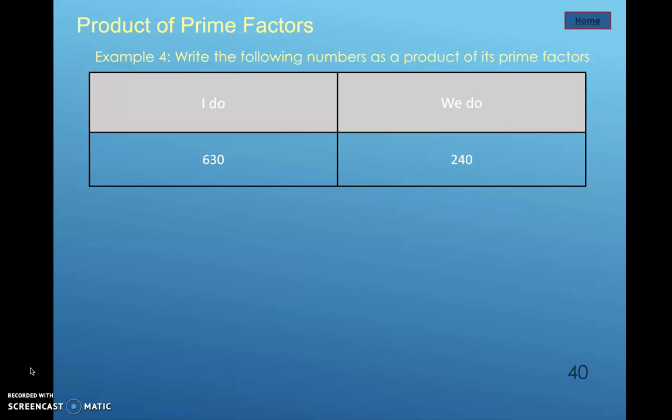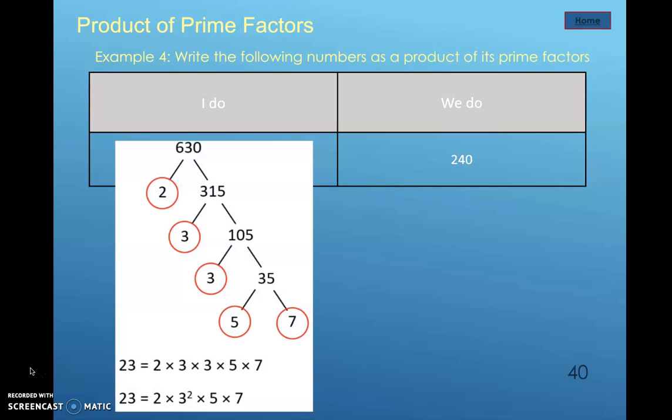Some bigger numbers now. So let's try 630. So 630 can be broken down into 2 times 315. That can be broken down further into 3 times 105. Then 3 times 35. 5 times 7 gives us 35. So we now have all our prime branches, which can't be broken down any further. So 630 as a product of its prime factors is 2 times 3 squared times 5 times 7.